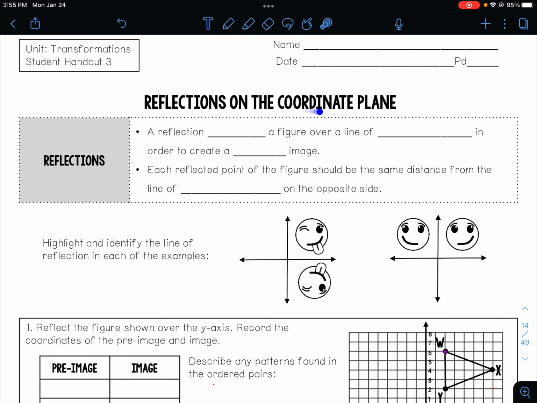So in this video, we are going to learn about reflections on a coordinate plane. A reflection is another kind of transformation that flips a figure over a line of reflection, kind of like a mirror, in order to create a mirror image. Each reflected point of the figure should be the same distance from the line of reflection. Reflection is considered not a rigid transformation because it actually changes the image.